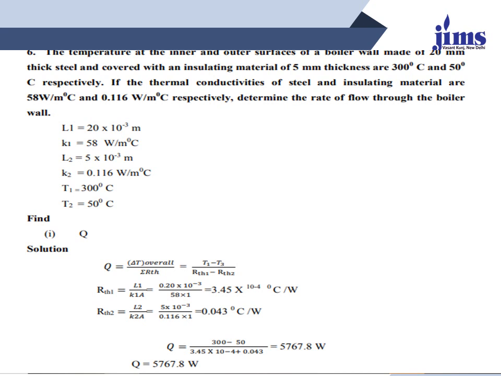So putting all these values in this equation, we get the first resistance value, that is 3.45 multiplied by 10 to the power minus 4. This is the first answer, and the second resistance is L2 divided by K2 A, which is equal to 0.043 watt per meter degree centigrade. But we know the Fourier law of heat conduction, that is Q is equal to the total temperature difference divided by the summation of the total thermal resistance, that is 300 minus 50 divided by the resistance of first plus the resistance of second. So putting all these values T1, T2, R1, R2, the final answer of the heat loss from this wall is equal to 5767.8 watt.